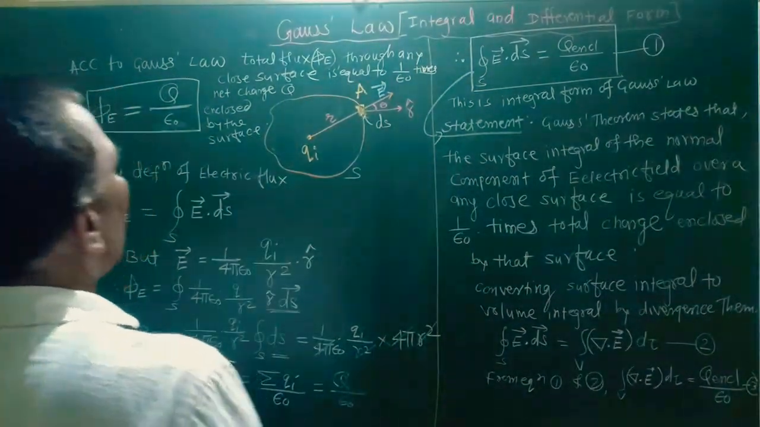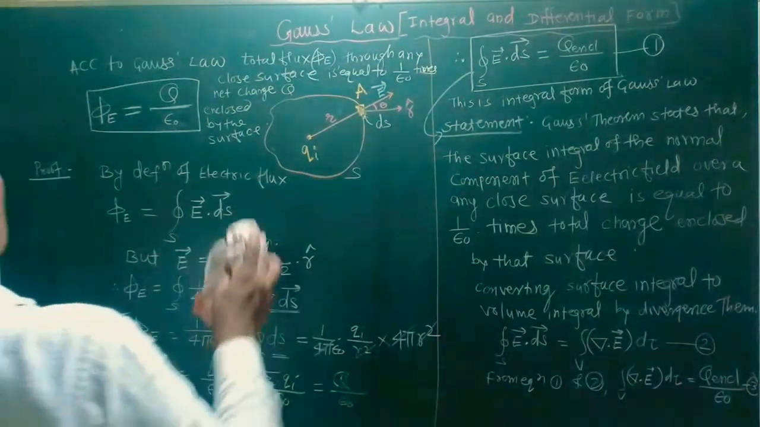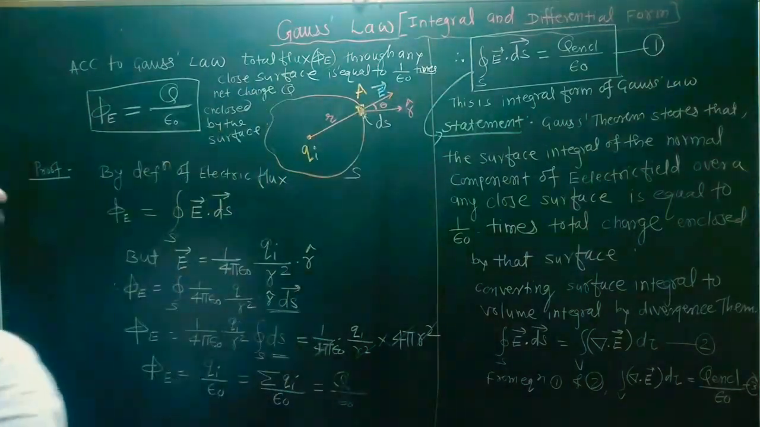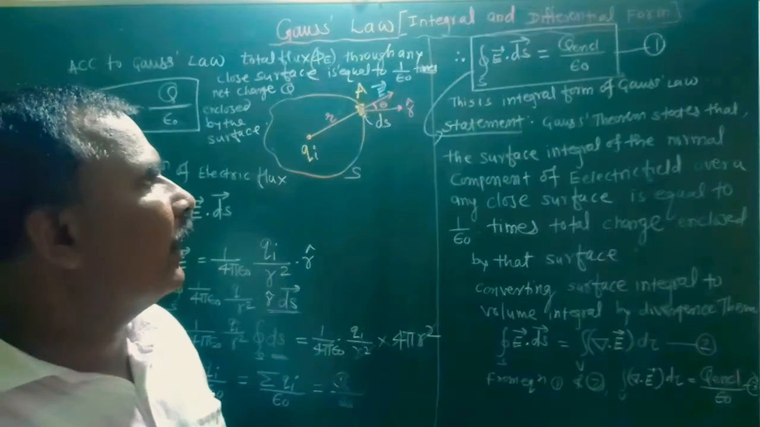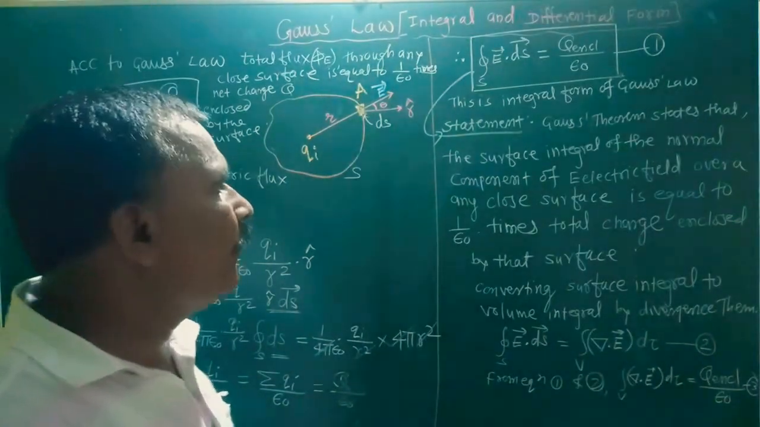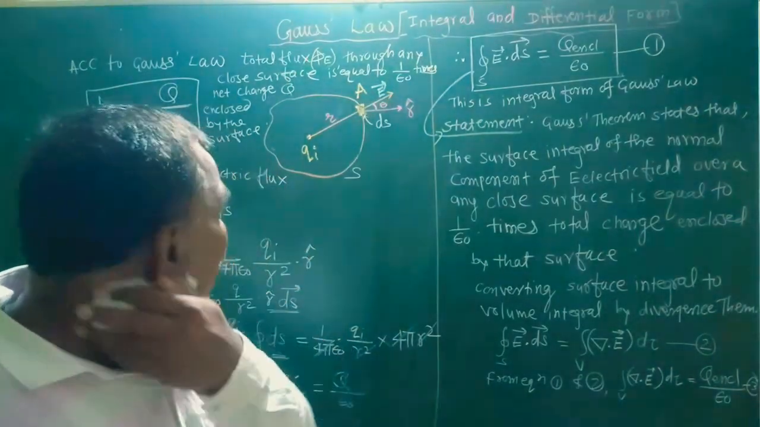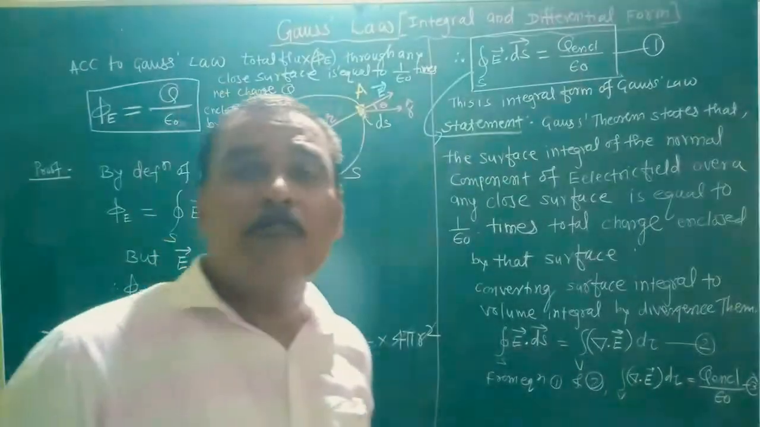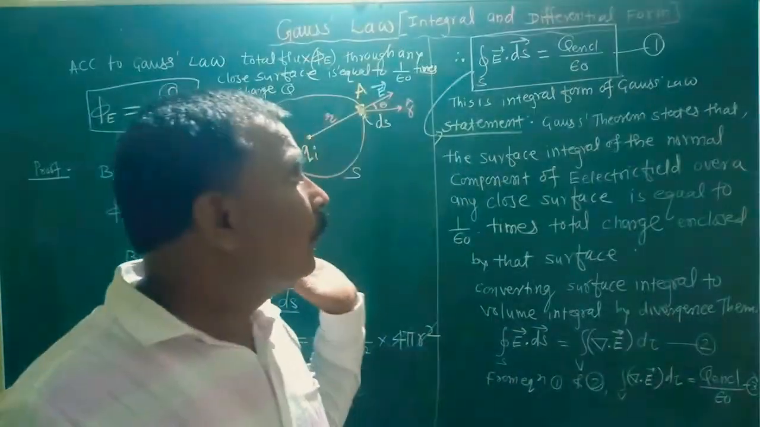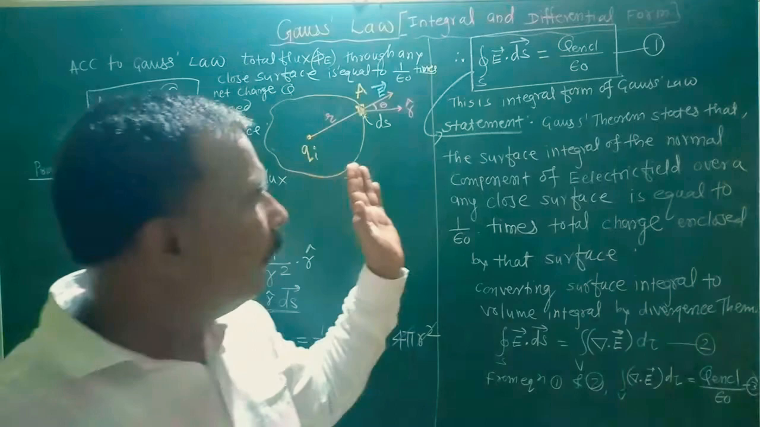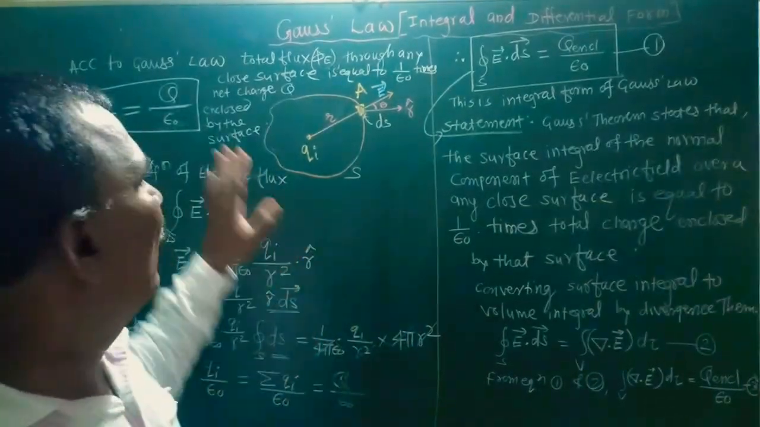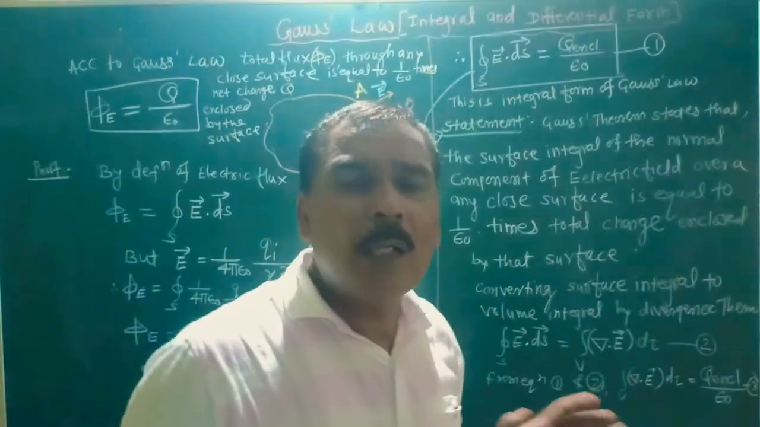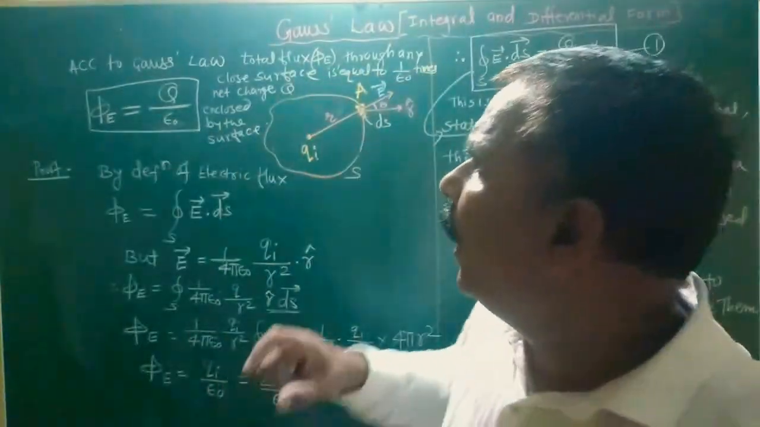Now, here we have to consider the proof for the differential form. First of all, we consider all these things up to this point, and after that we remove this and then deduce the differential form. First of all, we have to understand what Gauss law is.